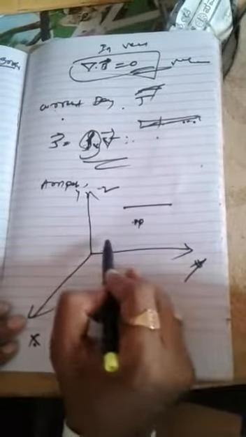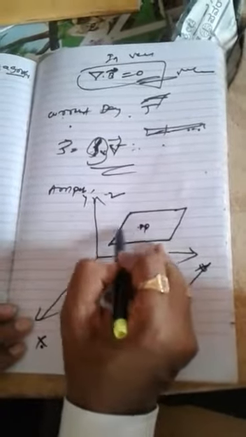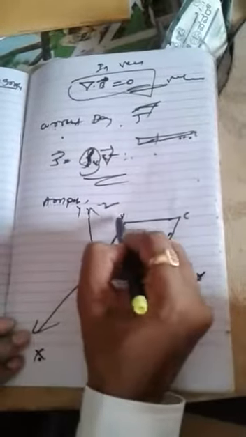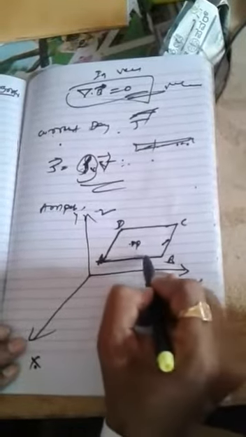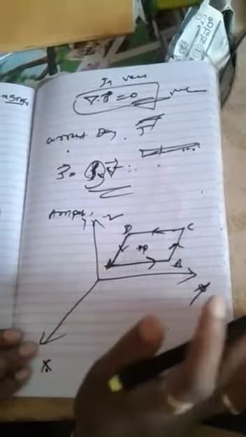So for this point P, a conductor current is passing through the point and it will go like this. For example, a b c d. This is a loop, a current loop. Again it will come.